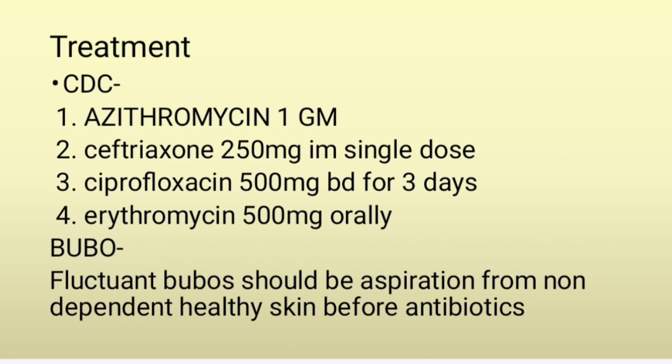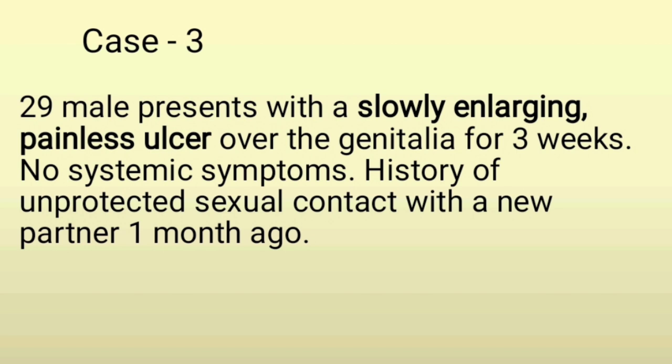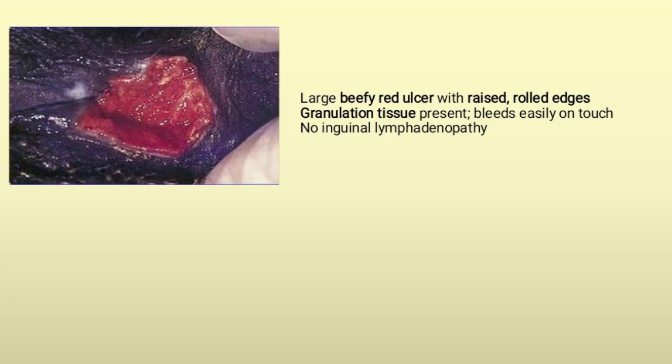Coming to my case 3, a 29-year-old male presented with a slowly enlarging painless ulcer over the genitalia for 3 weeks. No systemic symptoms were present. History of unprotected sexual intercourse with a new partner was present 1 month ago. On examination, large beefy red ulcers with raised and rolled edges were present. Granulation tissue was present, which bleeds easily on touch, and there was no inguinal lymphadenopathy present.